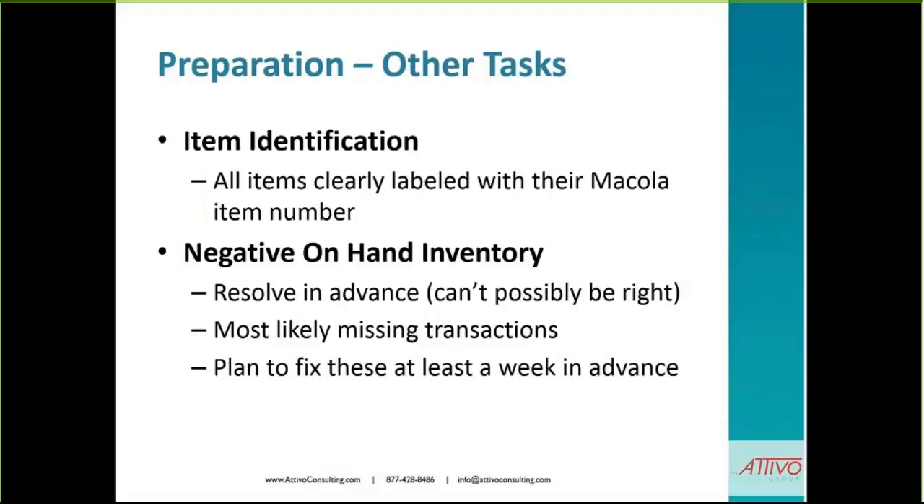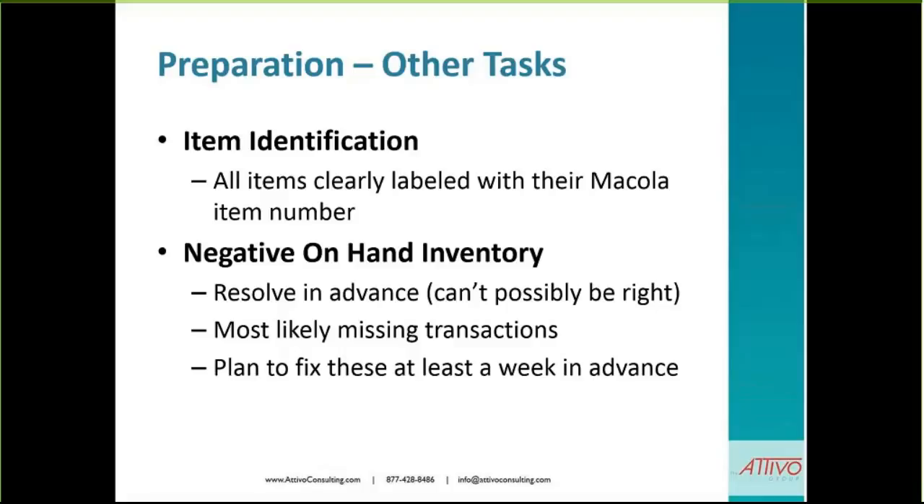Next, we have negative on-hand inventory. This during a physical inventory always bothered me because it's not possible to have a negative inventory. It can't be possible. It either is there, or it ain't. Before you take a physical inventory, you need to make sure that you set that right. Most likely you have missing transactions.